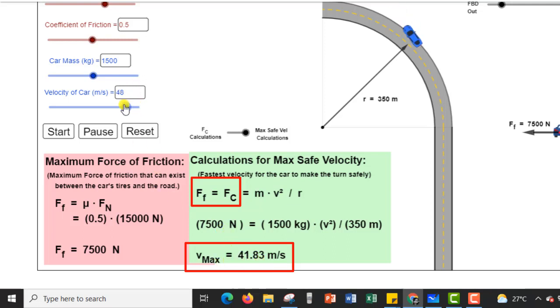So if the car has a value less than 41.83, it can safely make the turns. It can turn and make the circular motion. But if I have a velocity more than the maximum velocity, you can see what happens. The car will skid out. It cannot do circular motion and safely make the turns. Okay, so I hope you get the idea.